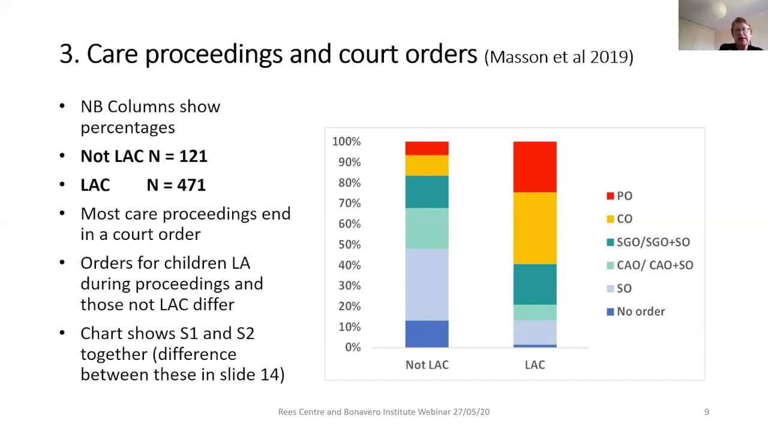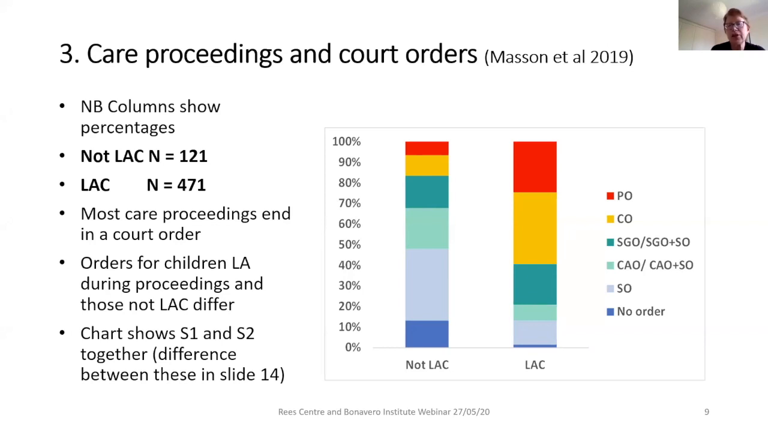And I'm presenting percentages. So the number of children in the columns is very different. And you see on the screen, on the slide, that the not LAC group are 121 and the LAC group are 472. What you see then, or you should see, is that the pattern of orders is very different for these two groups.